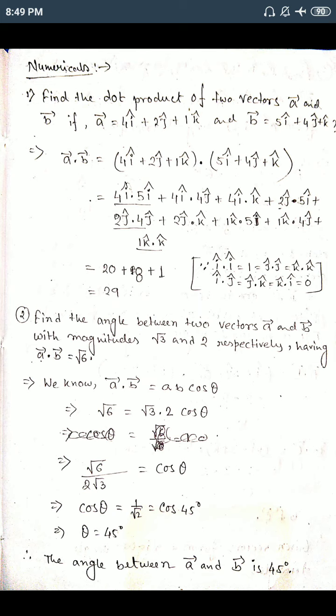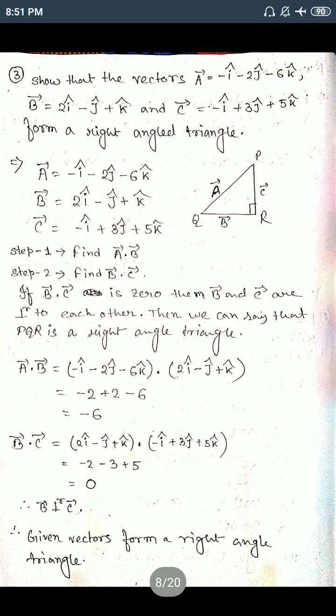Now, find the angle between two vectors a and b with magnitudes √3 and 2 respectively. So the magnitudes are already given, and the dot product is also given. For a dot b, we do not need to find the magnitude, it is also given as √6, so we only find theta. So a dot b equals ab cos theta. In place of a dot b, we write √6, a equals √3, b equals 2 cos theta. So after solving, we get theta equals 45 degrees. Okay, so now proceed to the next one.